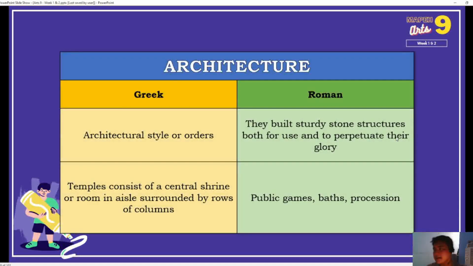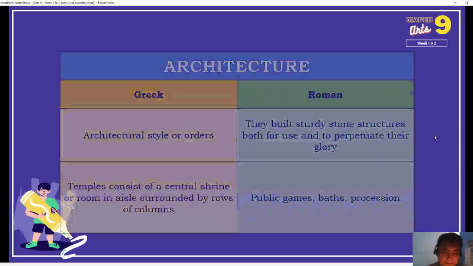Next, let's check the Greek and Roman architecture. So for the Greek architectural style or order, temples consist of a central shrine or room and aisle surrounded by rows of columns. For the Roman architecture, they built sturdy stone structures both for use and to perpetuate their glory. Public games, baths, and possessions.